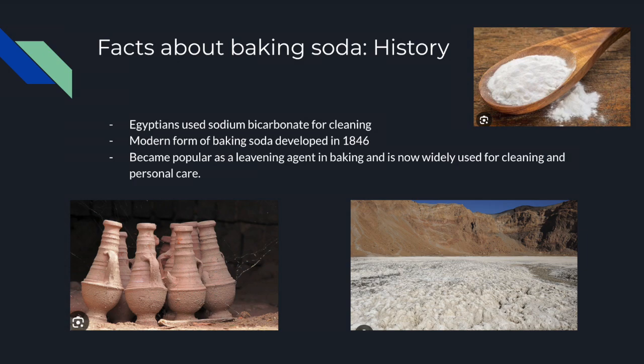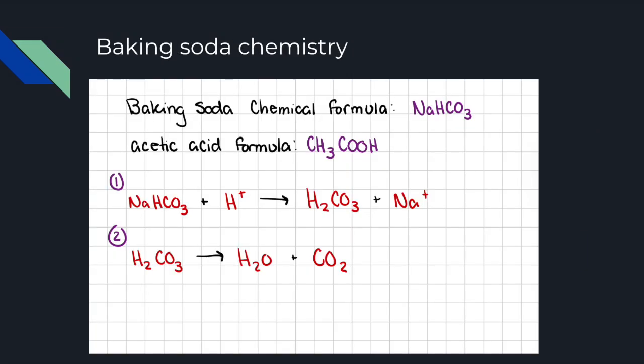For the chemistry of baking soda reacting with an acid, in the first step, sodium bicarbonate reacts with hydrogen ions from the acid, forming carbonic acid and releasing sodium ions. In the second step, carbonic acid is unstable and quickly breaks down into water and carbon dioxide gas, which is released when the acid is added, making your baked goods rise.